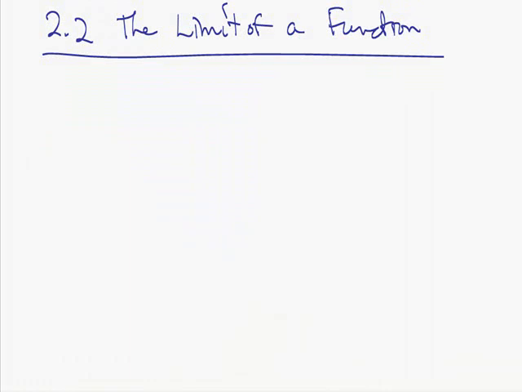Continue with section 2.2 now, the limit of a function. We're just going to conclude by looking at a few more examples. Let's start with number 6, where we are given a function f of x, and it's a piecewise defined function.